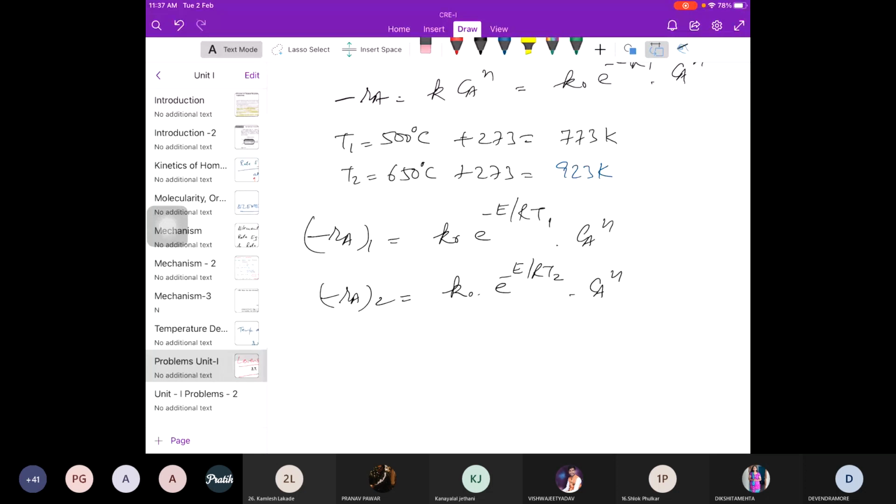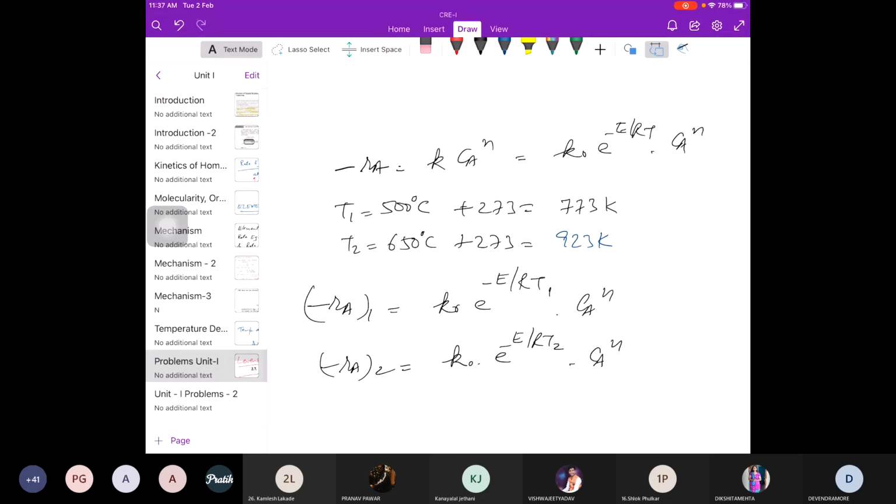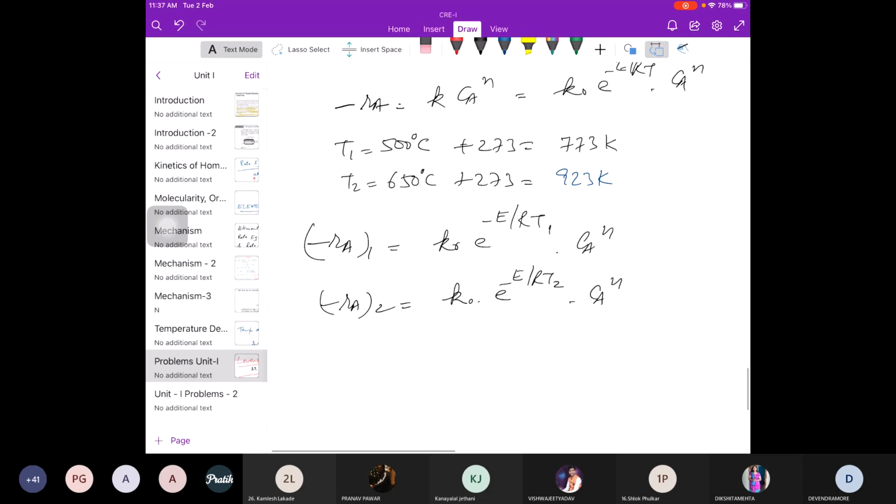So I can write RA temperature is equal to T1 is equal to 500 plus 273 is 773. T2 is equal to 650 plus 273, 923 Kelvin, right? So I can write, if I don't remember that equation जो बताया था थोड़ी देर पहले, I can write minus RA is equal to K CA to the power of N, and that is equal to K naught e raised to minus E by RT CA to the power of N. I don't like to remember all the equations, so I start from basics. It doesn't take too long.